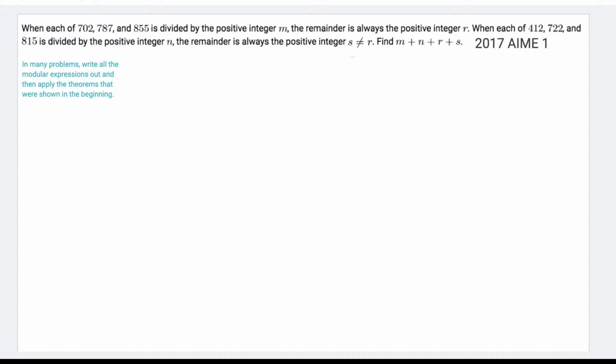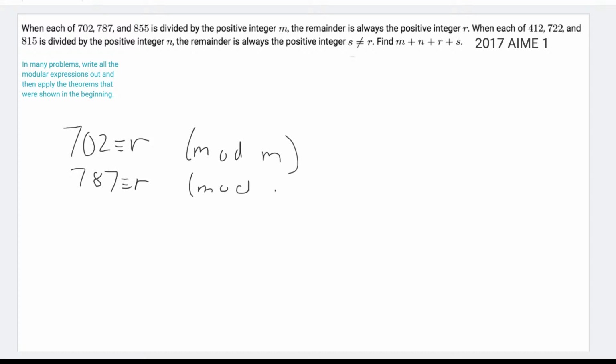So we know that 702 has remainder r in mod m. We have 787, which equals its remainder r in mod m. And that's the same for 855. 855 equals r in mod m.